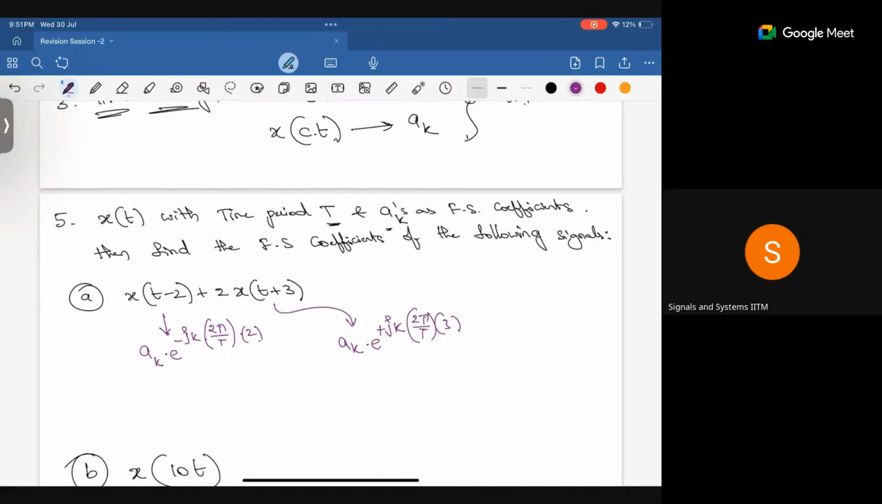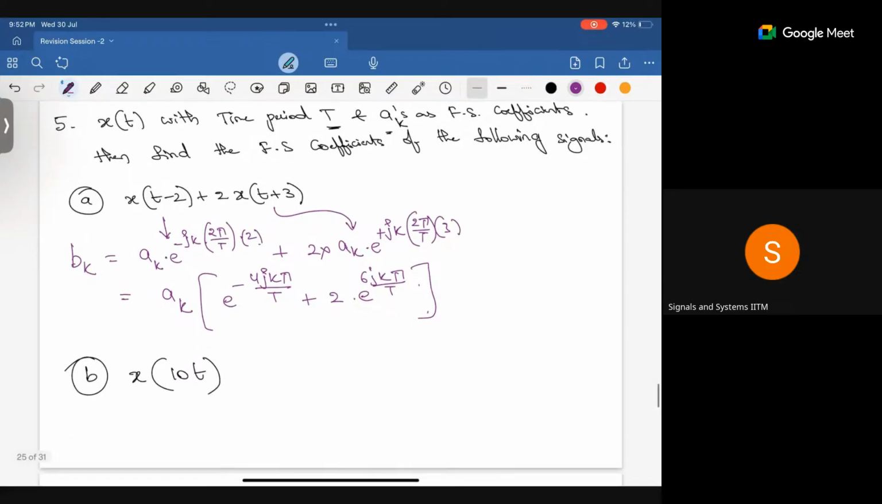Right, and there is a linear combination between these two signals. Therefore, the Fourier series coefficient bk will be ak into this plus 2 times ak into this. Then you can pull out ak, and this will be e power minus 4 jk pi by capital T plus 2 times e power minus 6 jk pi by capital T. So this will be the Fourier series coefficients.